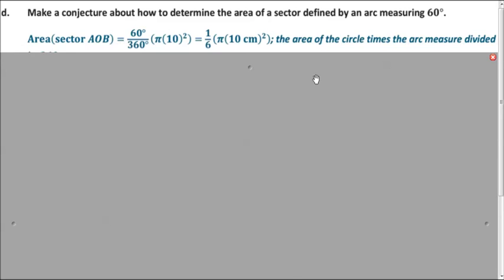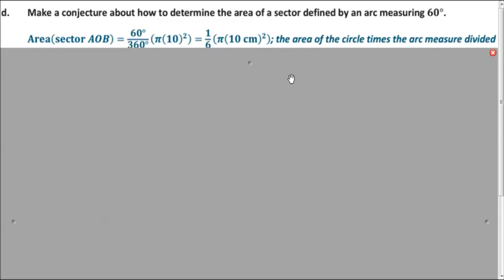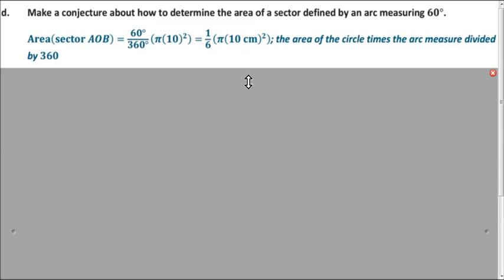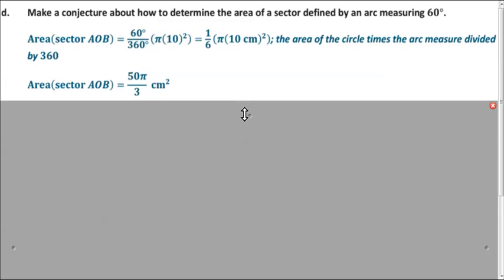So how can we figure out the area of a sector when its arc measure is 60 degrees? So that's not nice like 1/2 or 1/4, but we can still use the same idea. So 60 out of 360 degrees is 1/6. So multiply that by our area, and we get 50 pi over 3 square centimeters.